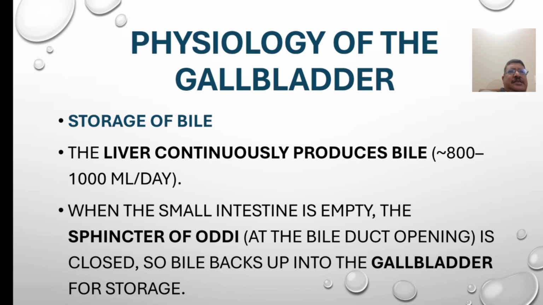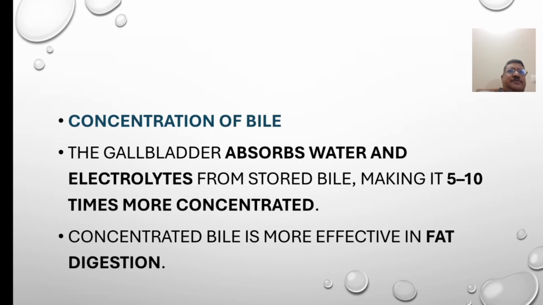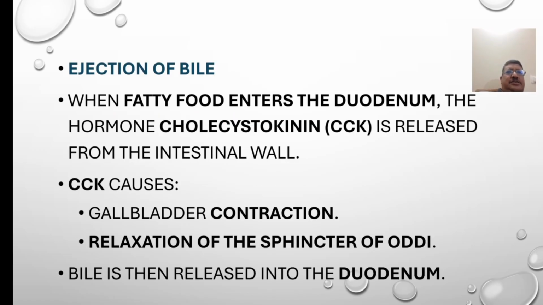Physiology of the gallbladder. Storage of bile. The liver continuously produces bile, 800 to 1000 ml per day. When the small intestine is empty, the sphincter of Oddi at the bile duct opening is closed, so bile backs up into the gallbladder for storage. Concentration of bile. The gallbladder absorbs water and electrolytes from stored bile, making it 5 to 10 times more concentrated. Concentrated bile is more effective in fat digestion.